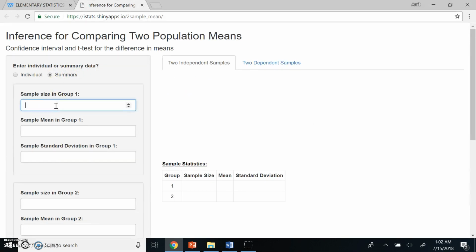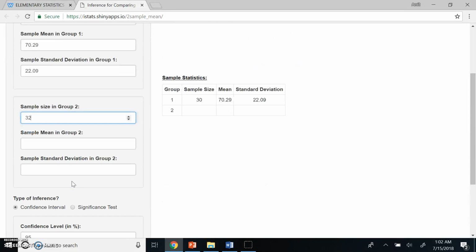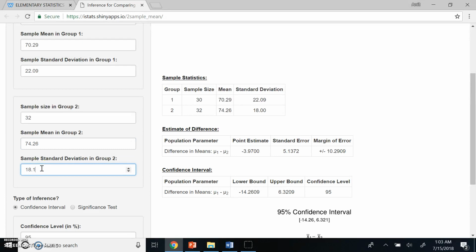The sample size in group 1 was 30. This is the proctored group. The sample mean was 70.29 with a standard deviation of 22.09. The sample size of the second group was 32. The sample mean was 74.26, and the sample standard deviation was 18.15.